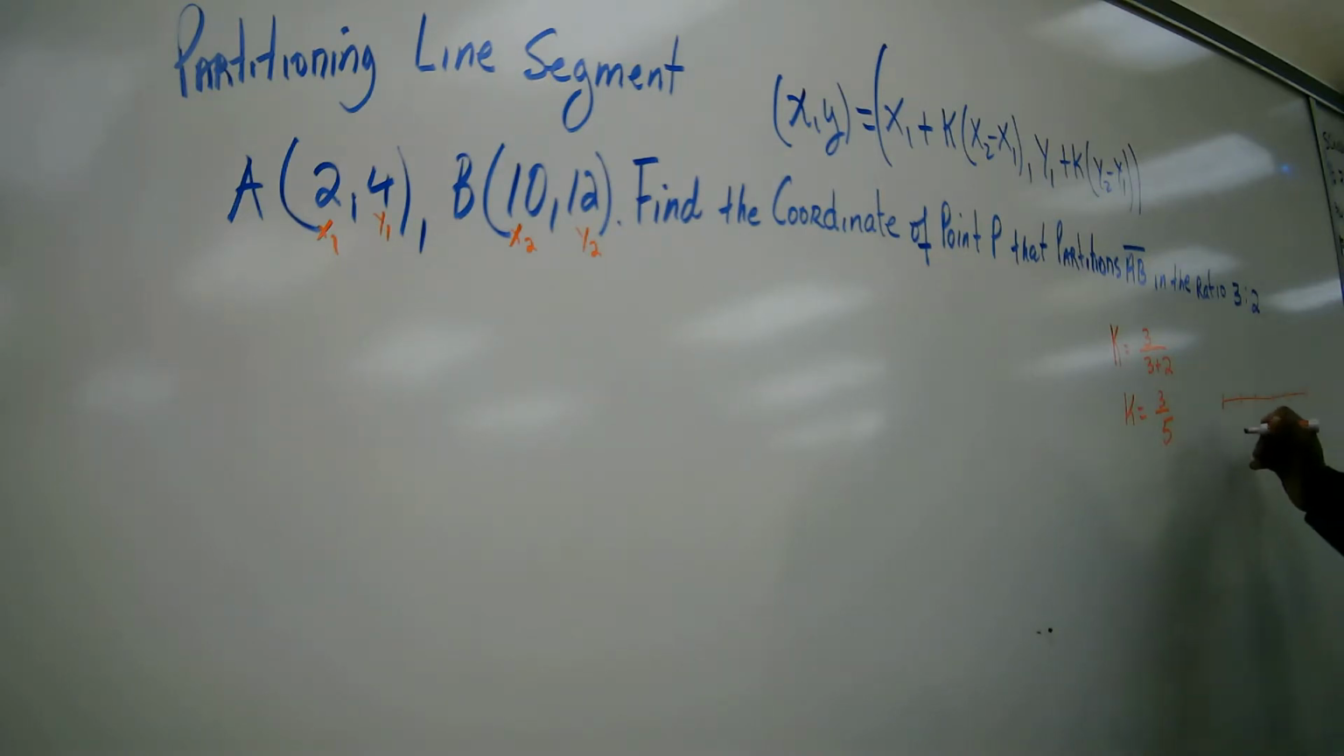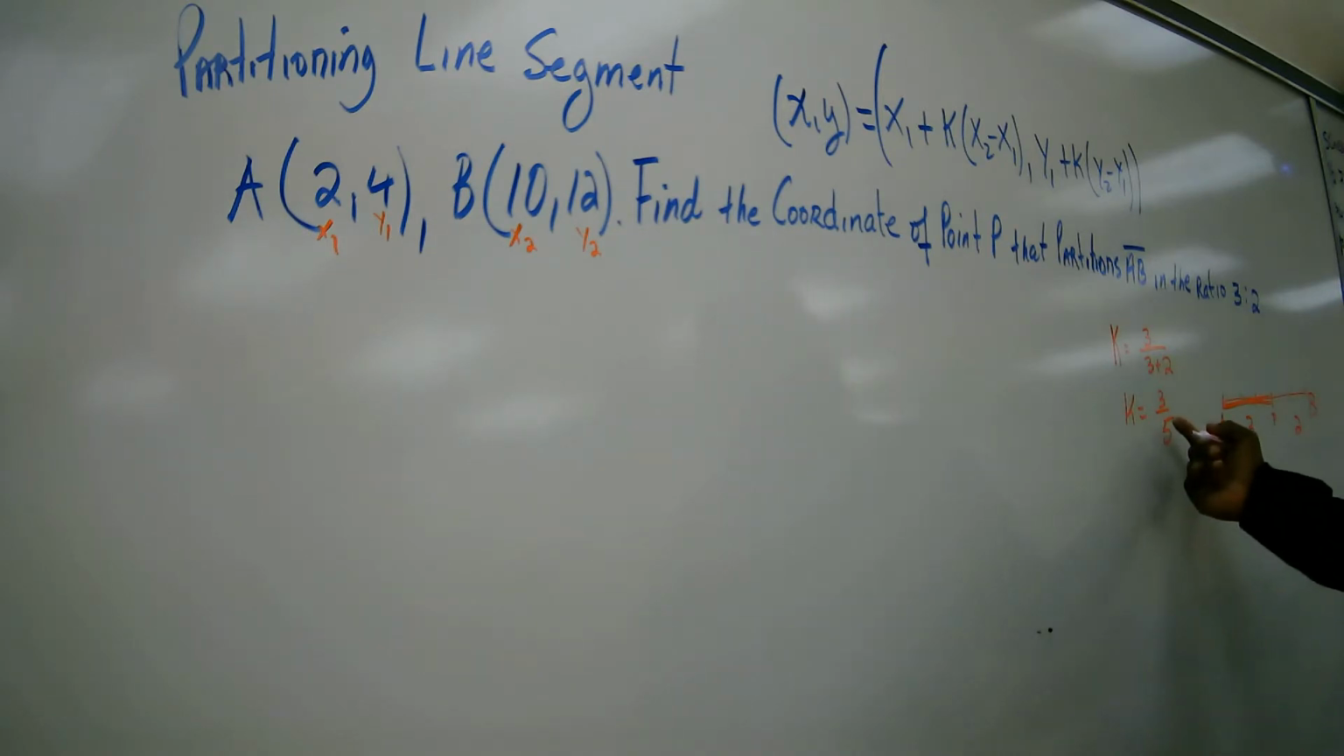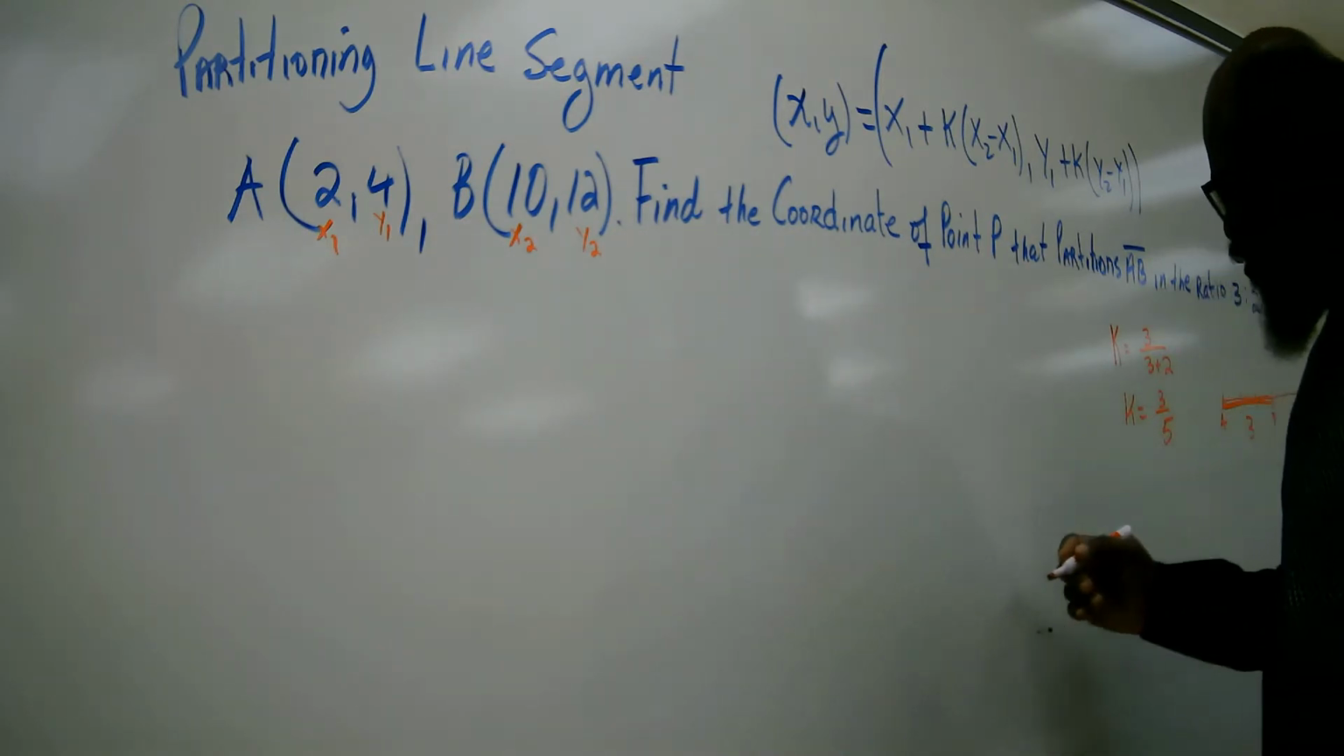Moving 1 unit, 2 units, 3 units, 4, 5. You need 3 out of that. This is where point P is located. In other words, you'll be looking for this part of the segment, 3 pieces out of the total segment. This will be 3-to-2.